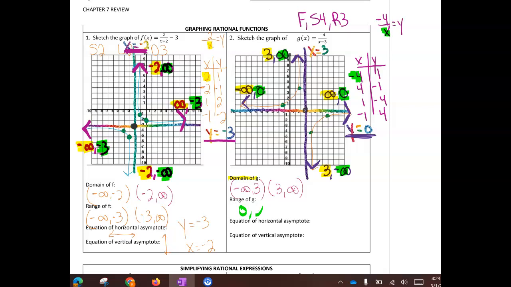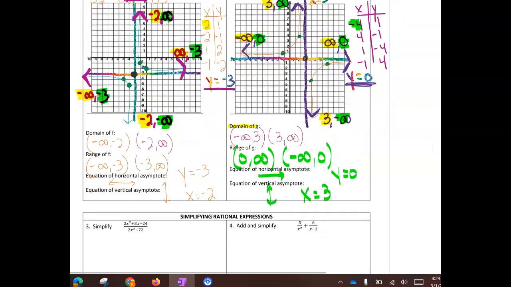Well, anyways, one is 0 to infinity, and the other one is negative infinity to 0. My horizontal asymptote, horizontal goes like that, is y equals 0. My vertical, up and down, is x equals 3. All right, those are your graphing examples.